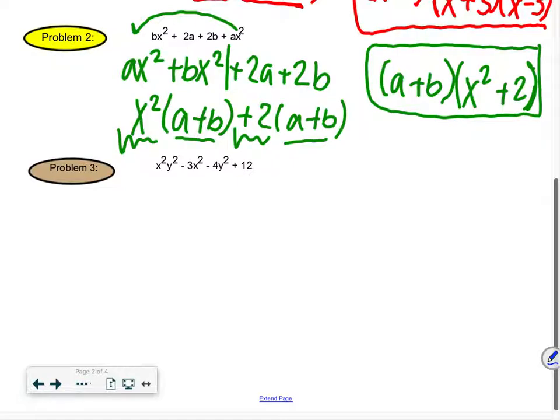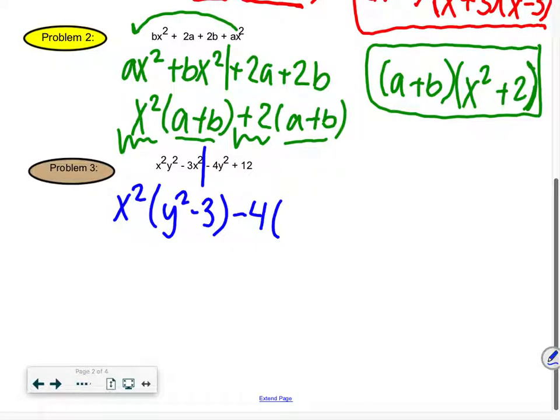Okay, I'm going to break it down in the middle. What can I pull out of my left 2? X squared. X squared, what's left? Y squared minus 3. What can I pull out of my right-hand side? Positive or negative? Negative 4, because my y squared has to be positive. Do I get y squared minus 3? Yes. Do my parentheses match? Yep.